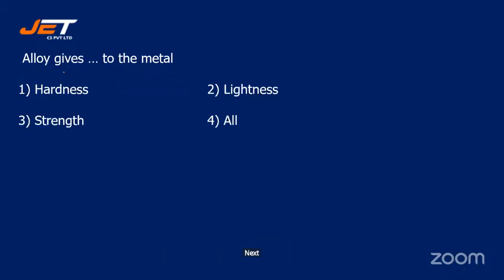Next question. Alloy gives dash to the metal. Hardness, strength, lightness, all. Which is the right option? Who will guess this question? Option 2. Navtej is mentioning it as all. It is all. So alloys, generally the best example for alloy is aluminum, no? It is light, it is hard, it is having strength.